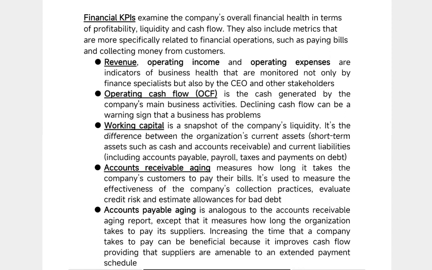So you may be confused about accounts receivable and accounts payable. Just imagine yourself as the owner of a business. If you're going to receive money from a customer, that transaction is called accounts receivable because you receive money.